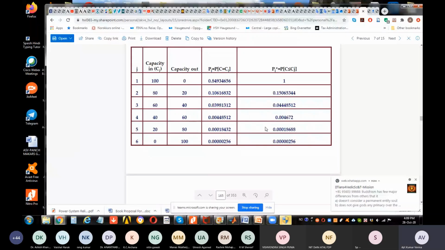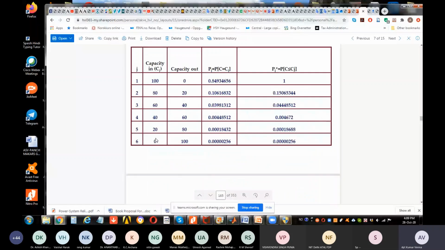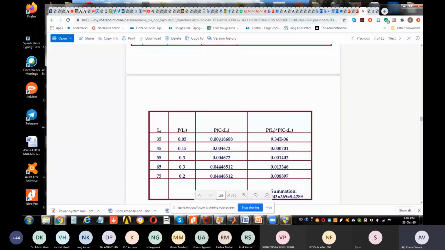So the probability that the capacity is less than the load: when you are in state 0 and 20, you will lose. Therefore, the cumulative probability is 0.0001868. So the capacity is less than the load, so you will lose. Then you multiply this by the probability of the load, which is 5% of the time. So 0.05 multiplied by this, you get this.